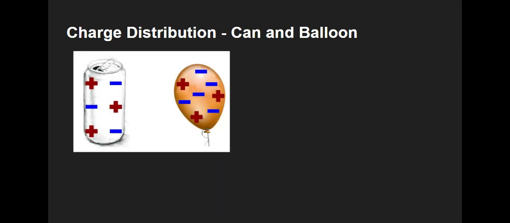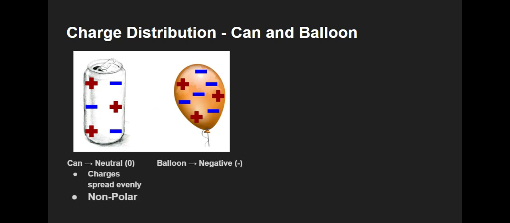Now, the physical science students, earlier this year, you all did a lab where you were given, amongst other items, a can and a balloon, and you looked at how positive and negative charges are distributed in an object. So here we started out with a neutral can, so it has the same number of positive and negative charges, and they are spread evenly throughout. Then we started out with a balloon, which you all rubbed with a piece of felt, which ended up making it more negative than positive. So it still has some positive charges, but it's got more negative.